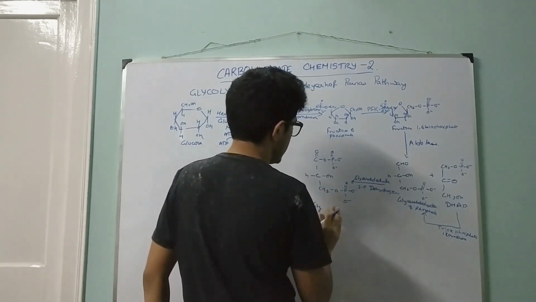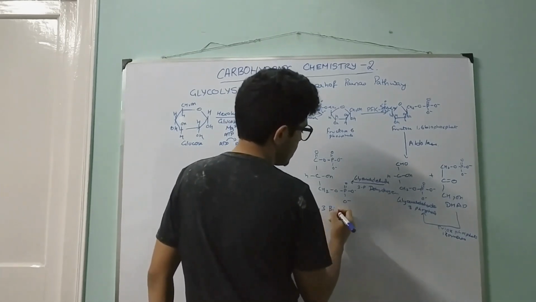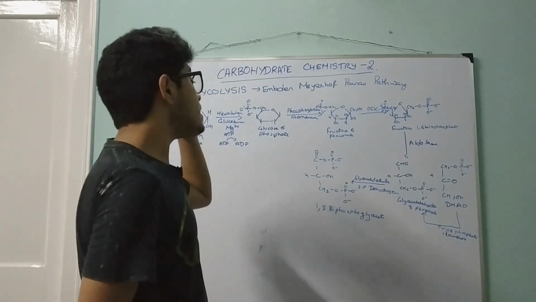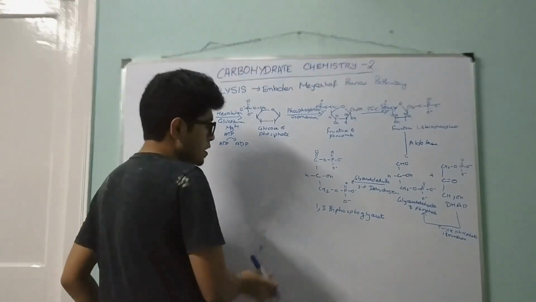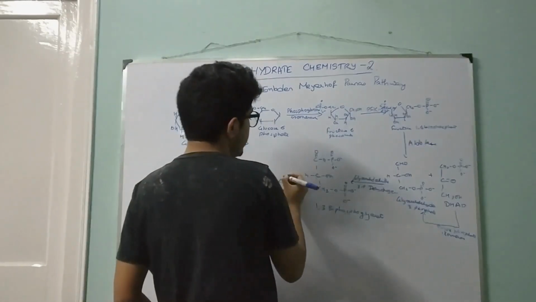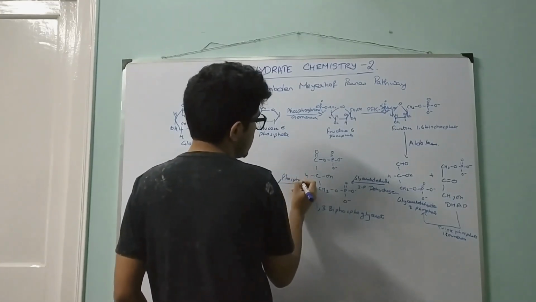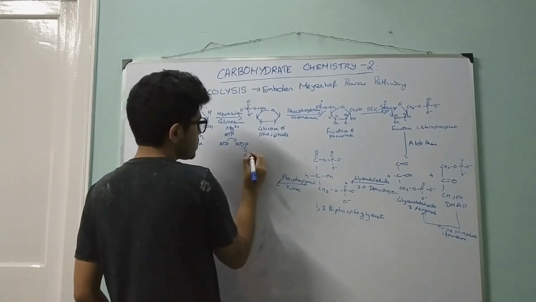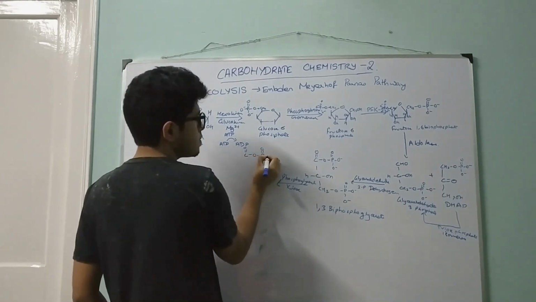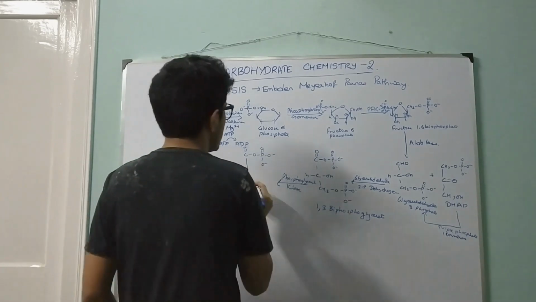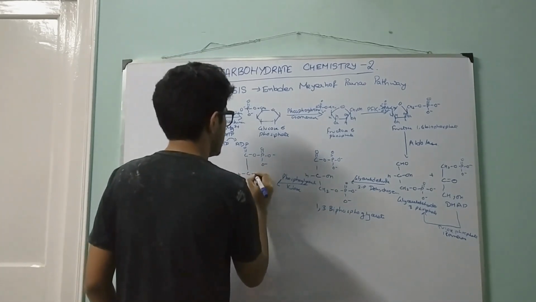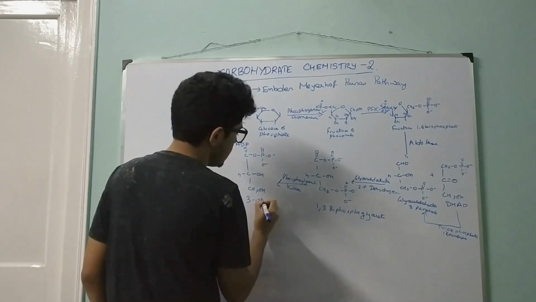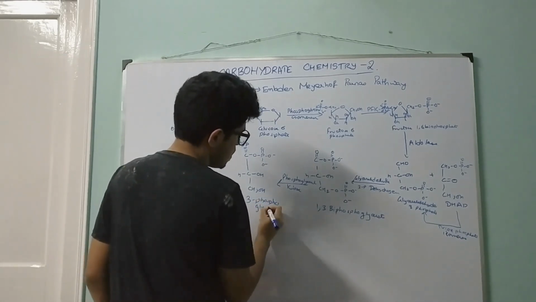This is 1,3-biphosphoglycerate. 1,3-biphosphoglycerate then gets acted upon by phosphoglycerate kinase to form 3-phosphoglycerate.